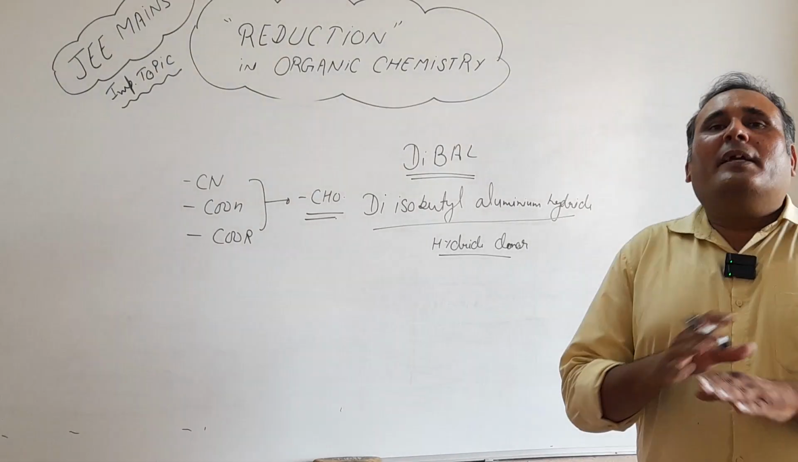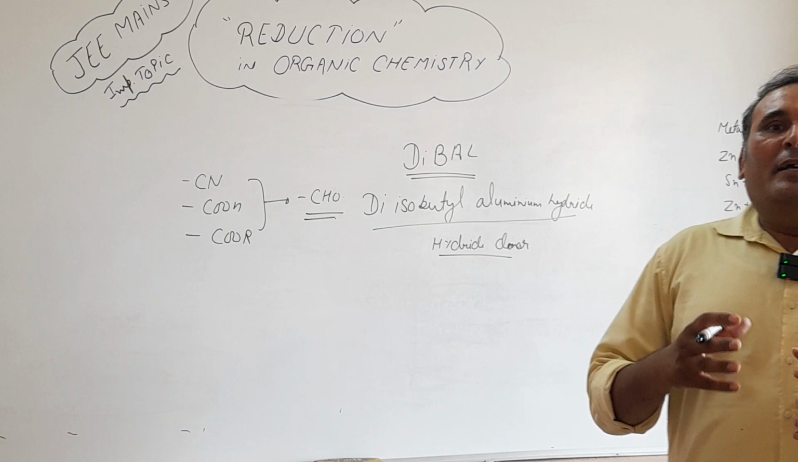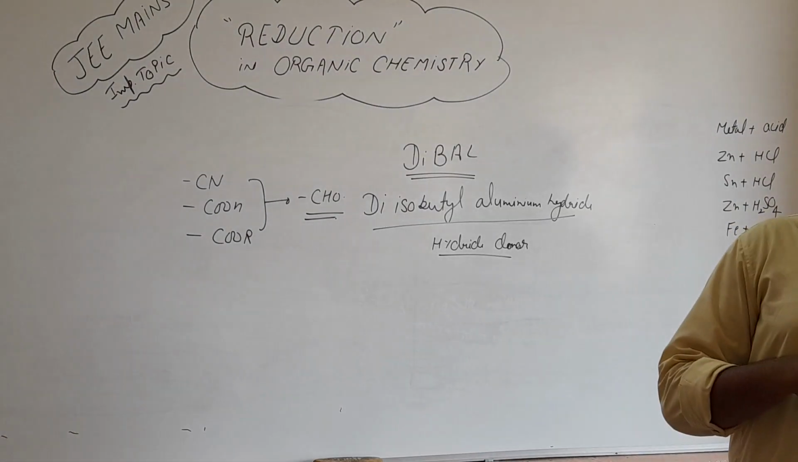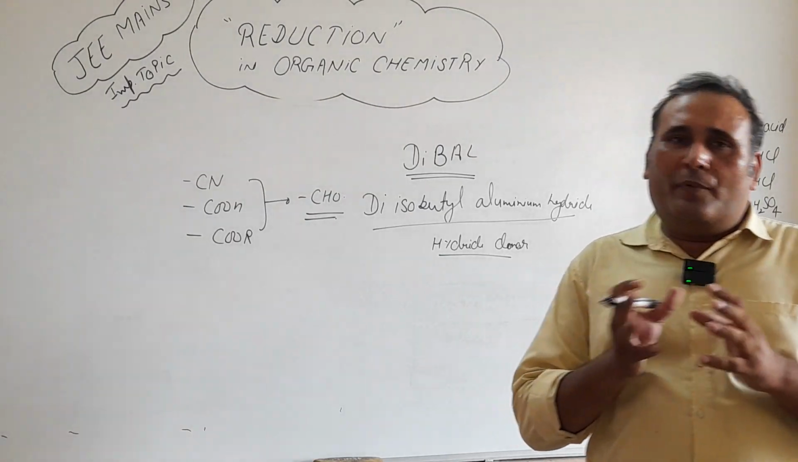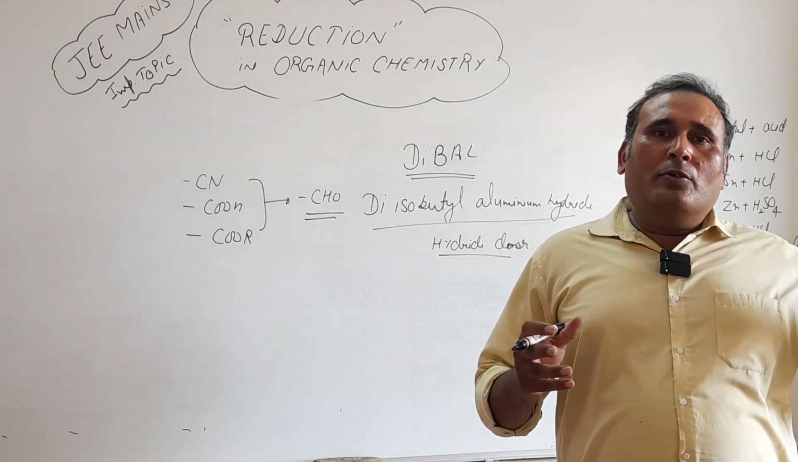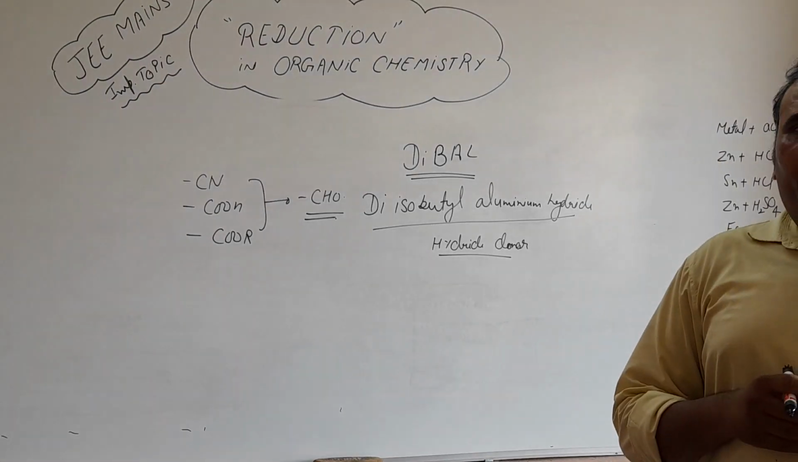So in this class we have discussed all reducing agents. You have to remember the selectivity of all reducing agents: which reducing agent works on which functional group, which does not work on which functional group, and which functional group can be converted into which functional group by using a particular reducing agent.